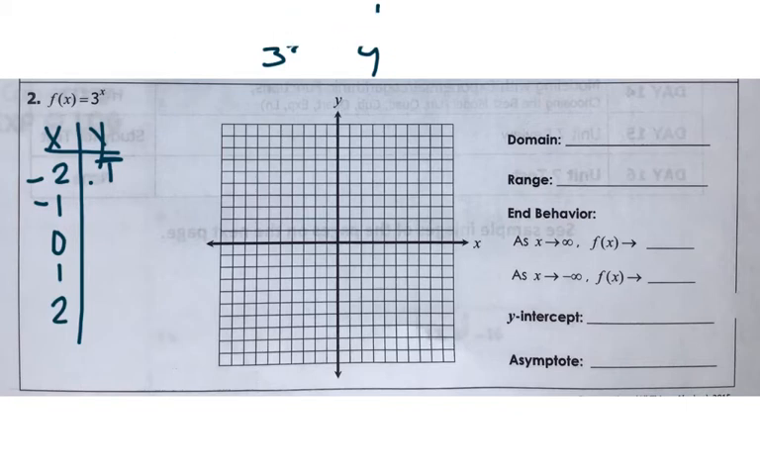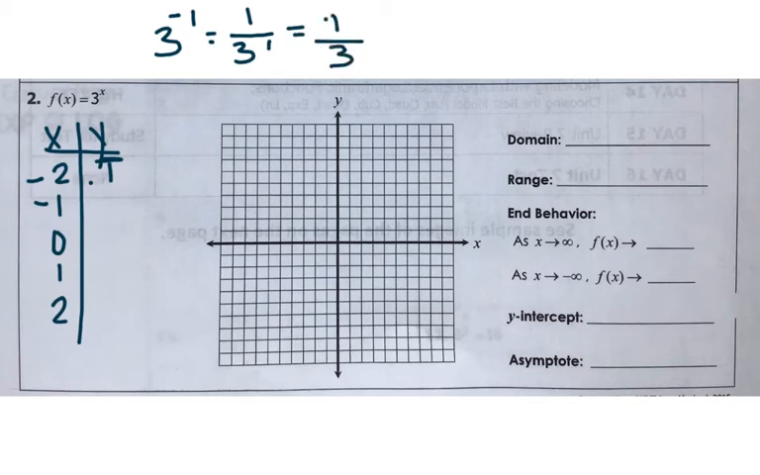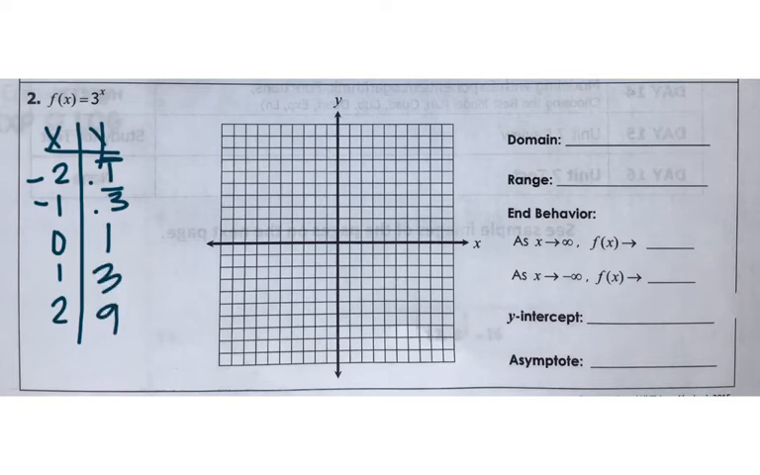So now we are going to do the same thing for the next one. So we have 3 to the -1 power, which is 1 over 3 to the first power, which is 1 over 3. So think, what is that as a decimal? Yes, it is 0.3 repeating. Now I want you to go through and do 0, 1, and 2. Pause your video, and when you're finished, unpause it and check your answers.